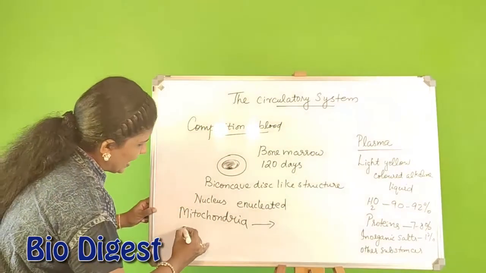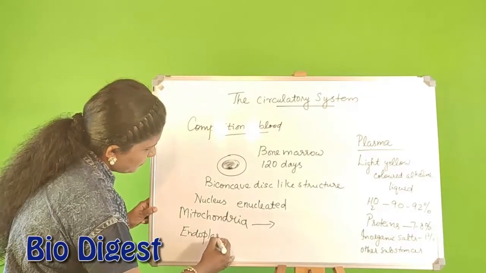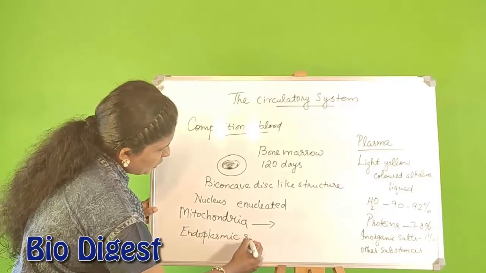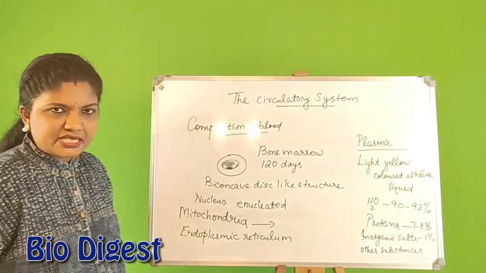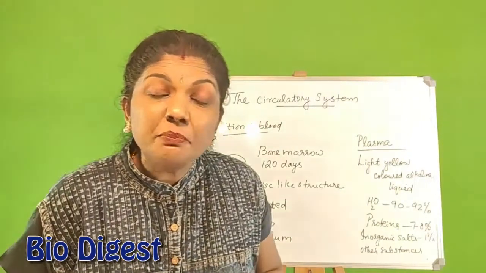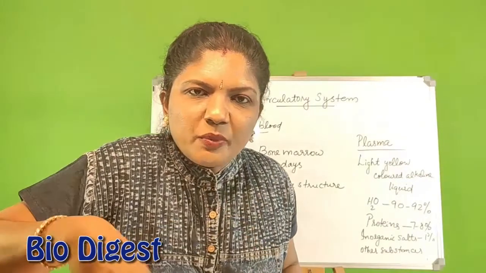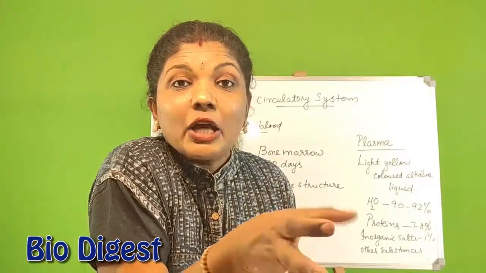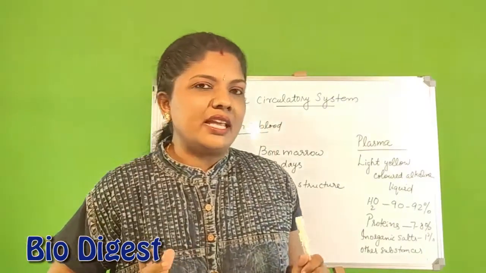RBCs also lack endoplasmic reticulum. So when the endoplasmic reticulum is absent, this increases the flexibility of the RBCs, so that the RBCs will be able to move through fine narrow capillaries. So all these three can come for the board exam.